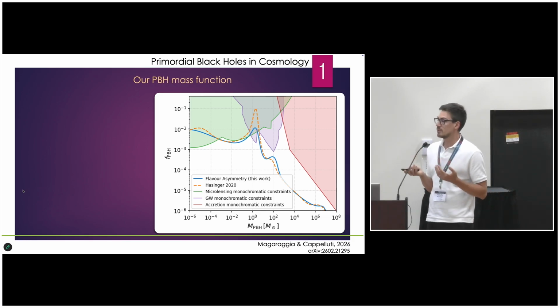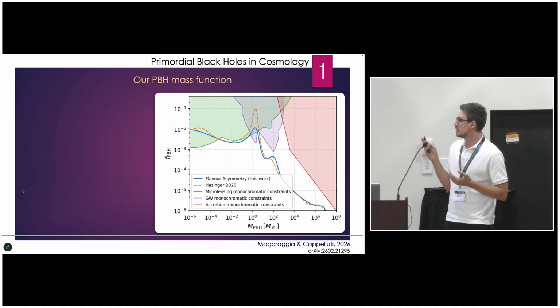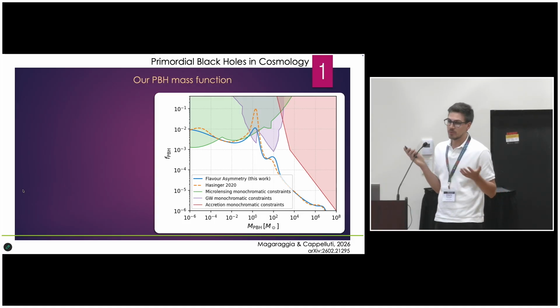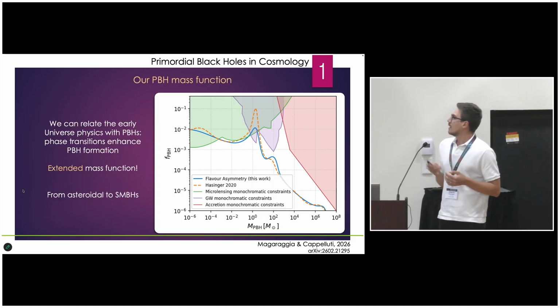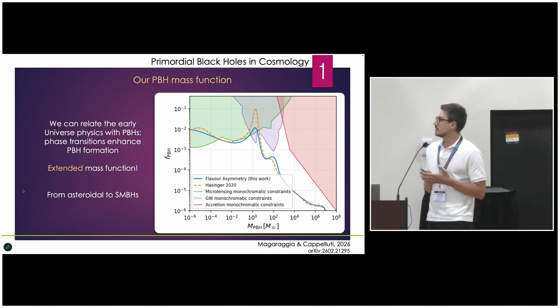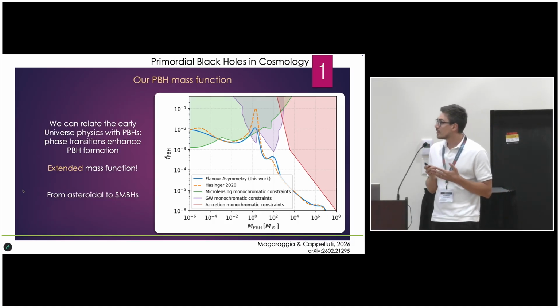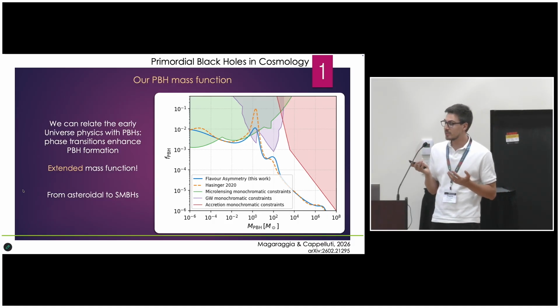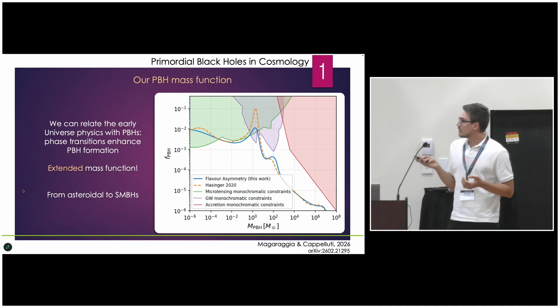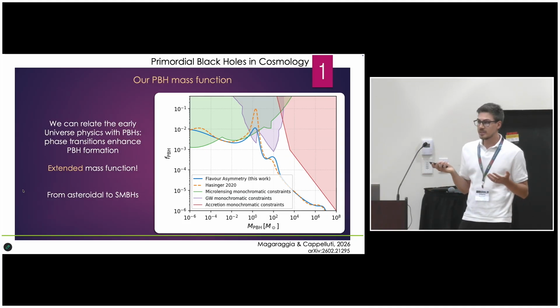I mean, it crosses some of the constraints, but mainly it lies below. But again, the constraints are monochromatic. So the nice thing is that we can relate the early universe physics with primordial black holes. The phase transitions enhance PBH formation, and those are the peaks of our mass function. Moreover, as you can see, it is a very extended mass function.